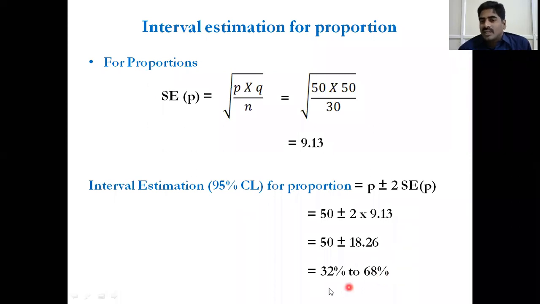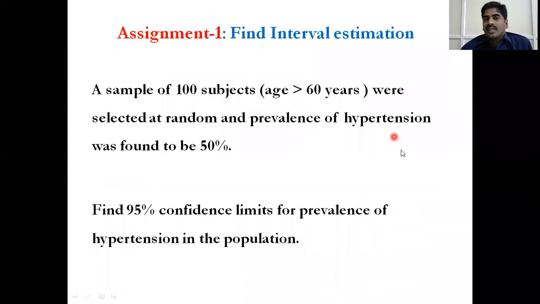So this is the interval estimation. That means the prevalence in the population lies between 32% to 68%. One interval we are giving here for finding population results. Okay. This is for qualitative data. This is the assignment. Please note down.